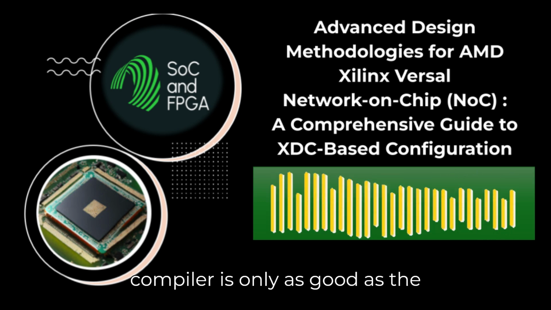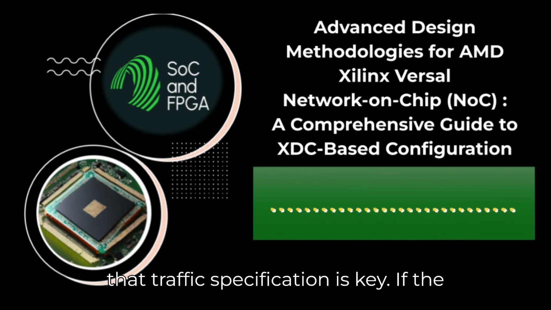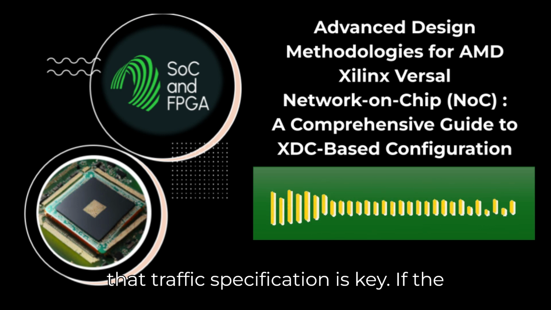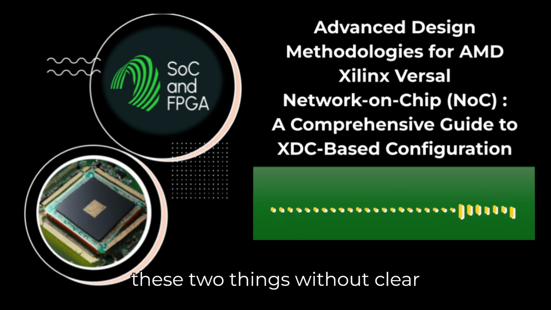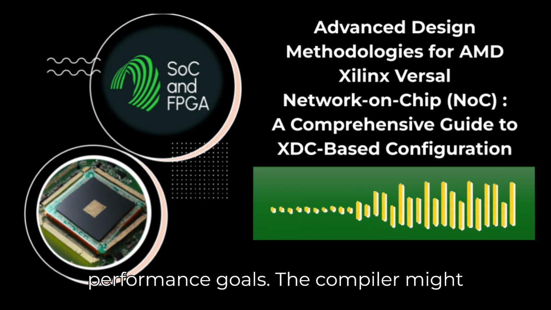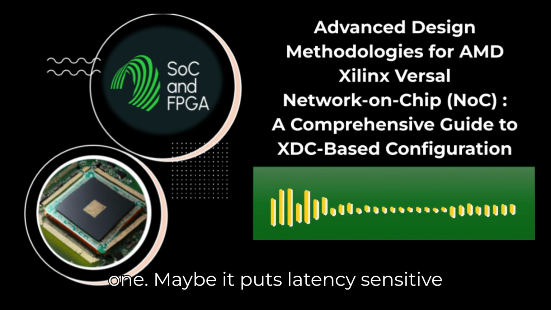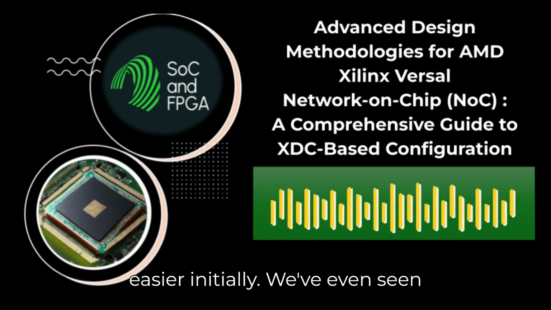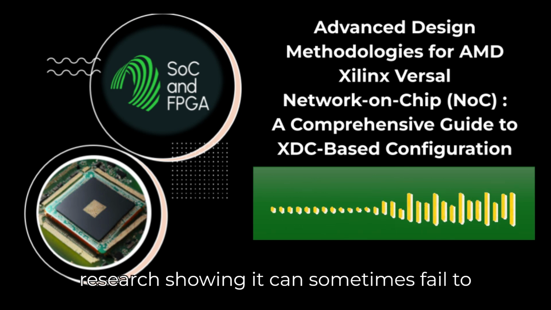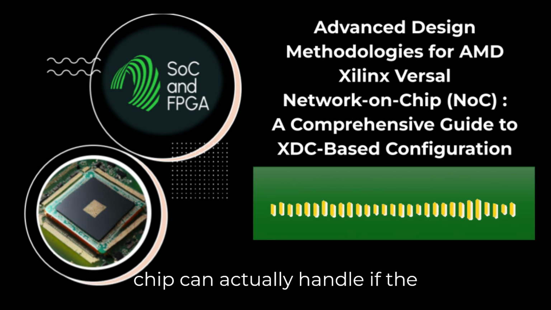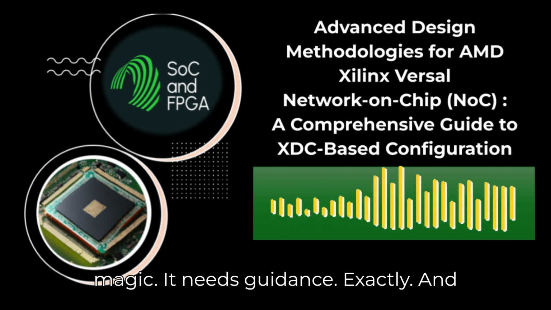The but is that the compiler is only as good as the information you give it. The quality of that traffic specification is key. If the spec is vague, just connect these two things without clear performance goals, the compiler might give you a route, but maybe not the best one. Maybe it puts latency-sensitive traffic on the VNC because it looked easier initially. We've even seen research showing it can sometimes fail to route a network much smaller than the chip can actually handle if the constraints aren't clear. So it's not magic. It needs guidance.